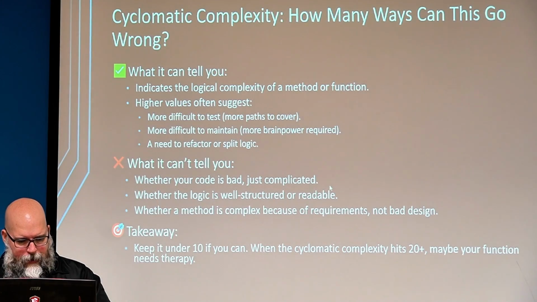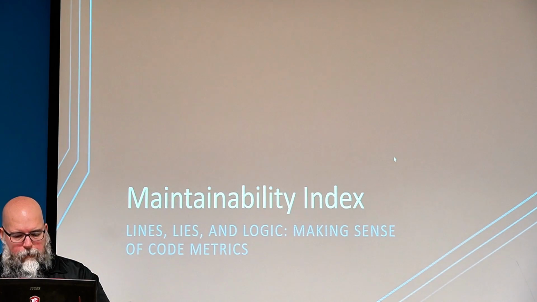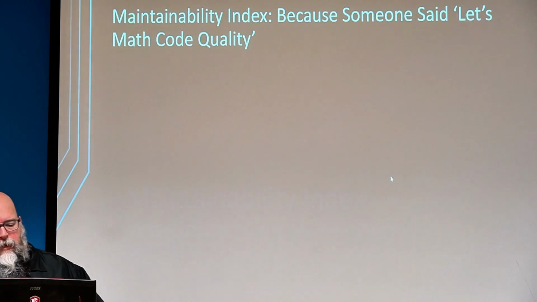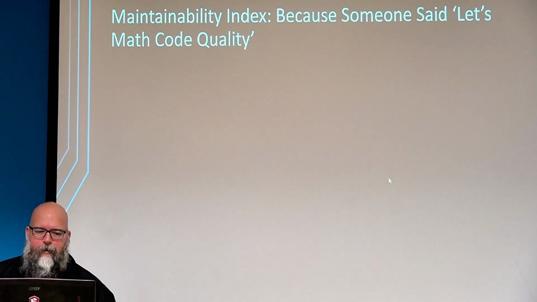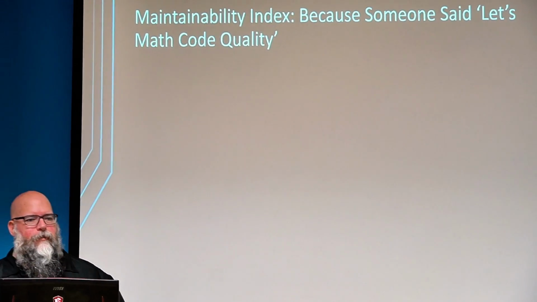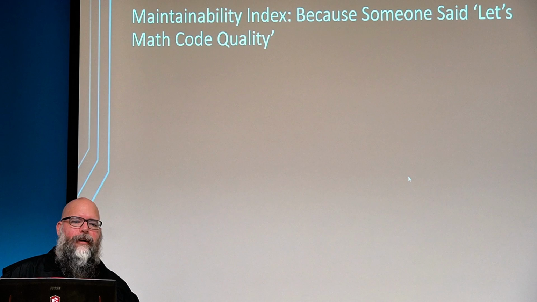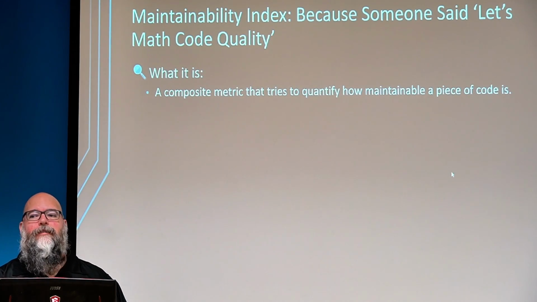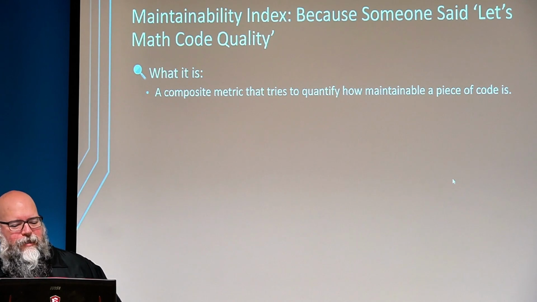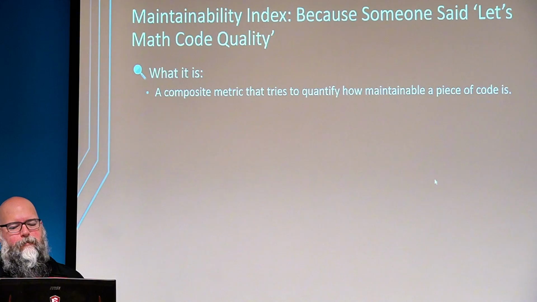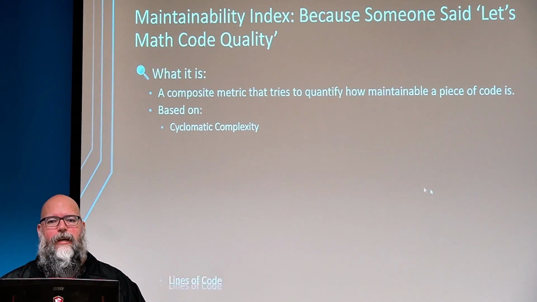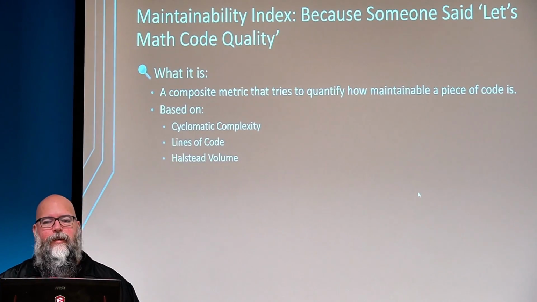Okay, got that. All right, Maintainability Index. I like this one too. We're going to math up our code quality, right? So this one actually has a formula that Microsoft uses to generate this metric. If you know what it is offhand, I'll be surprised. But if not, I will tell you. It's a composite metric that tries to quantify how maintainable a piece of code is. So it is based on cyclomatic complexity, lines of code, and the Halstead volume.